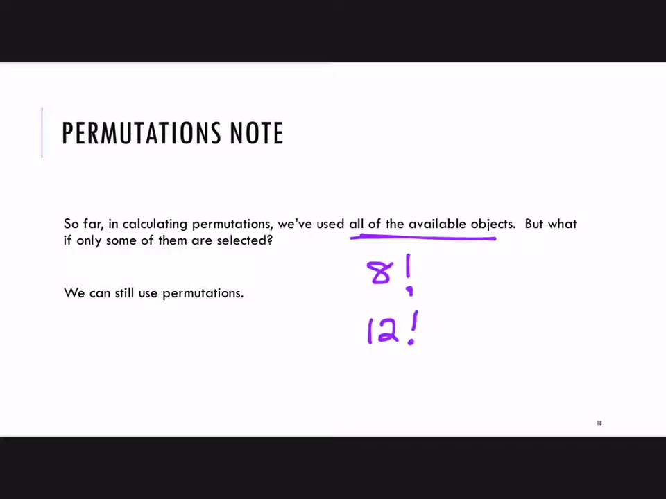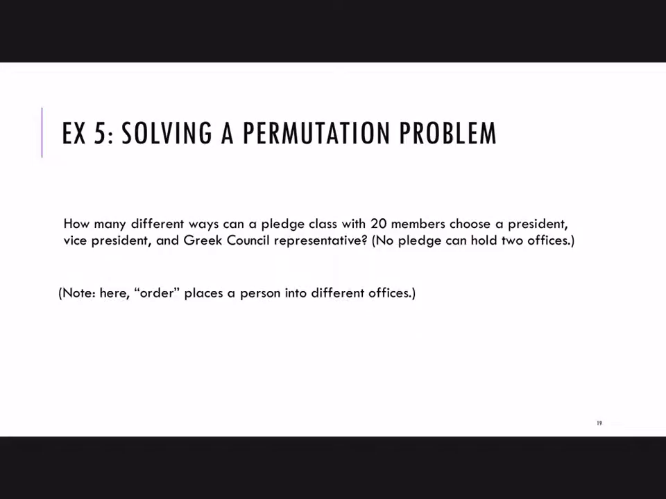In this video, what I'd like to do is develop the formula with you for permutations where we're only choosing some out of the available objects. Alright, so here's an example. How many different ways can a pledge class with 20 members choose a president, a vice president, and a Greek council representative? No pledge can hold 2 offices. So this is your clue that's letting you know that there is no repetition. Okay, we're not repeating people.